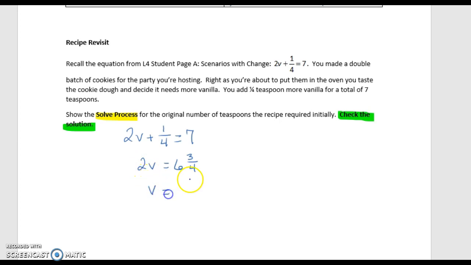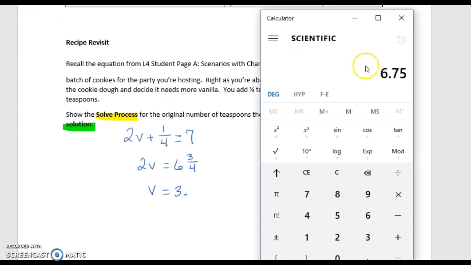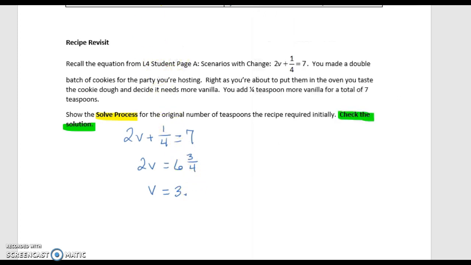And so V equals, if you take out your calculators and take 6.75 and divide it by 2, you should end up with... I wanted to quickly show you, 6.75 divided by 2 is going to equal 3.375, and that's 3.375 teaspoons of vanilla.